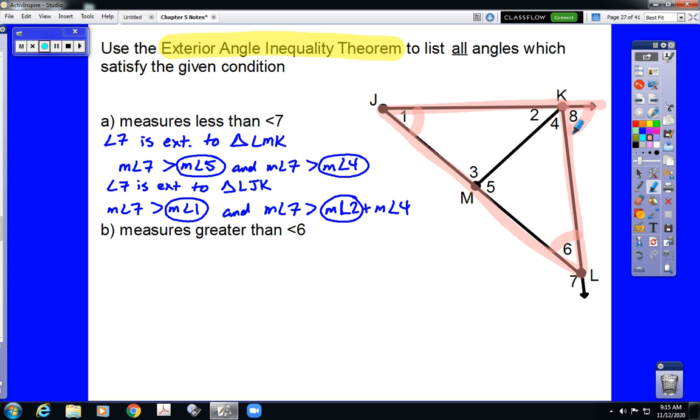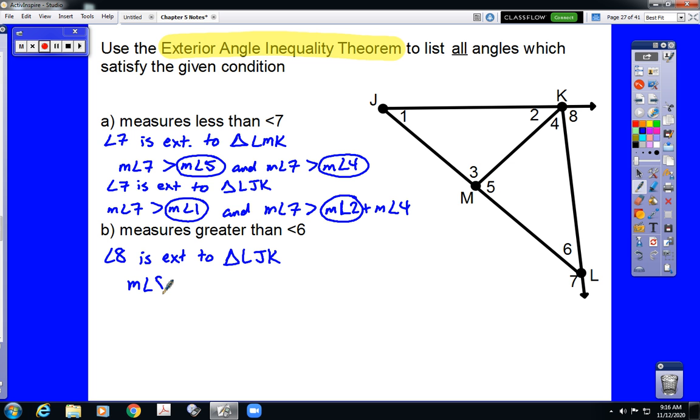So that's the first one I saw, and there is another one now that I look closer at the picture. Based on the exterior angle inequality theorem, if angle 8 is exterior to this triangle that I have highlighted, that means it is definitely bigger than angle 6. So our first answer would be based on that thought that angle 8 is exterior to triangle LJK, which tells us that the measure of angle 8 is greater than the measure of angle 6.